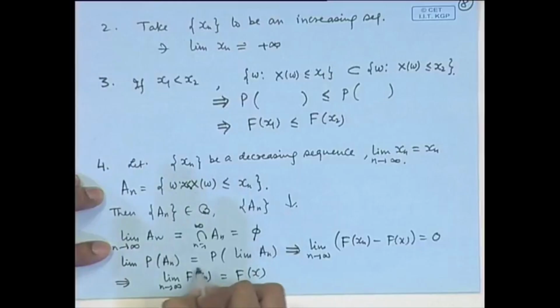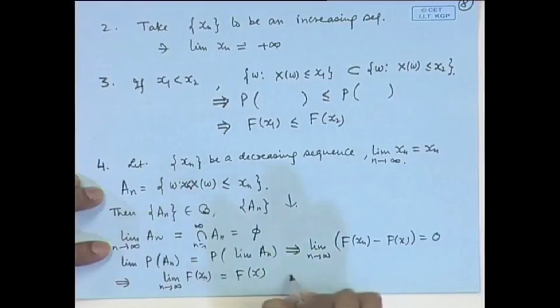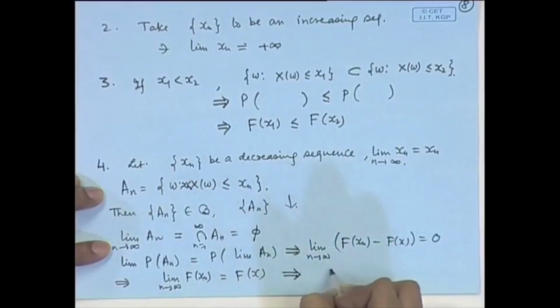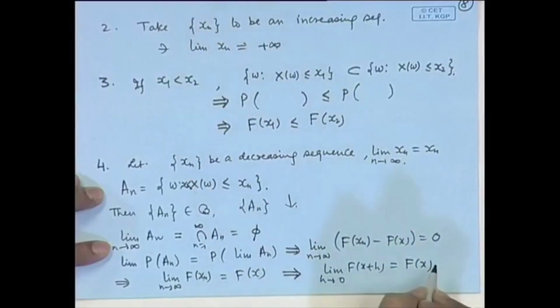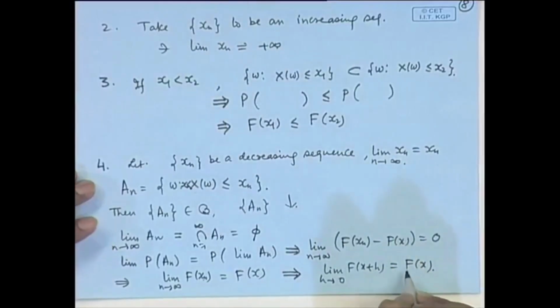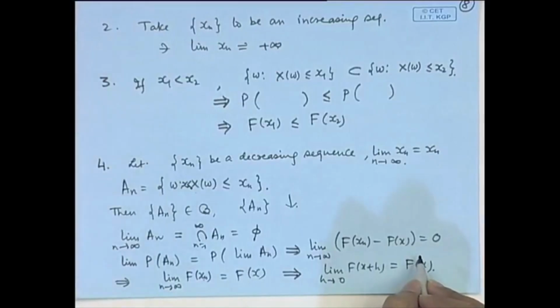Now, here x n was any sequence which was decreasing to x, that means a sequence from the right side of x. Now, if it is true for any arbitrary decreasing sequence to x, then this implies that limit of F of x plus h as h tends to 0 must be equal to F of x. This proves that the function F is continuous from right.